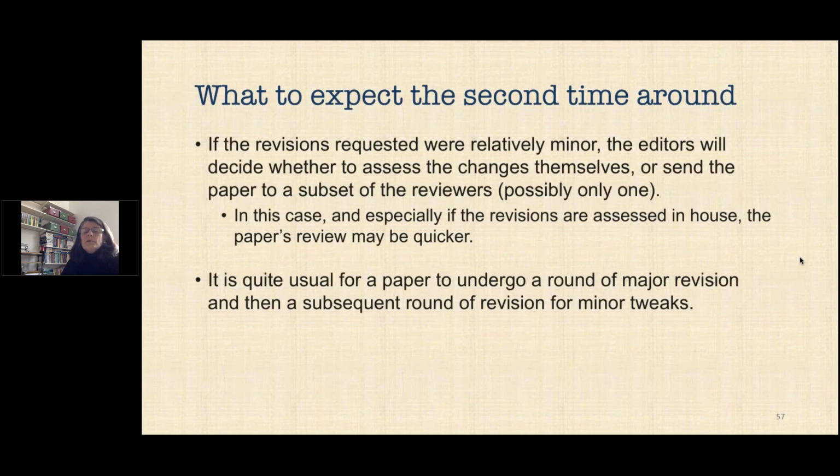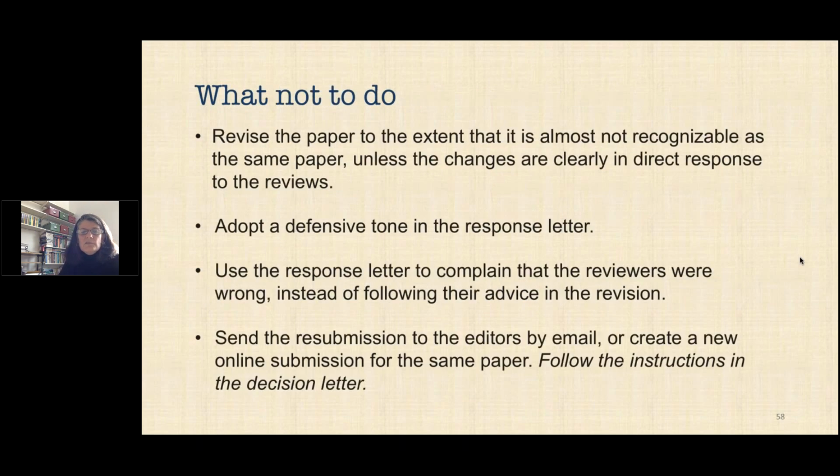If the revisions that were requested were relatively minor, the chances are good that the associate editor or editors can assess the changes themselves, or that if the paper needs to be sent for external review, it might only be sent to one of the original people that saw it. In that case, the paper's review can be a lot quicker. It's quite usual for a paper to undergo a round of major revision and then a subsequent round of revision for minor tweaks, and then we might even send it back to you for a few more minor tweaks. So it's very usual for papers to undergo this kind of sequential revision and review and revision and review.